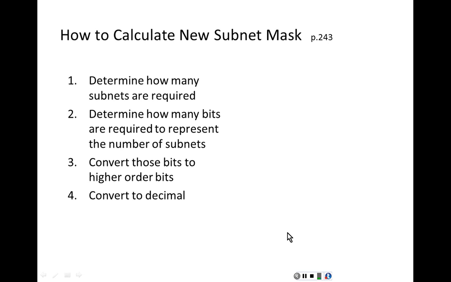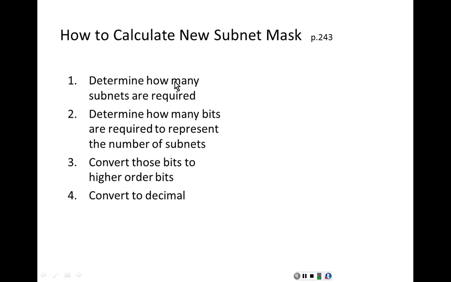So, how do you calculate the new subnet mask? 4 steps. 1, determine how many subnets are required. Are you dividing your network into 2 networks, or are you dividing it into 24 different networks? It just depends how much your organization has grown. Then, once you know how many subnets are required, then you determine how many bits are required to represent this number of subnets, convert those bits to high order bits, and convert that to decimal. These steps are on page 243.